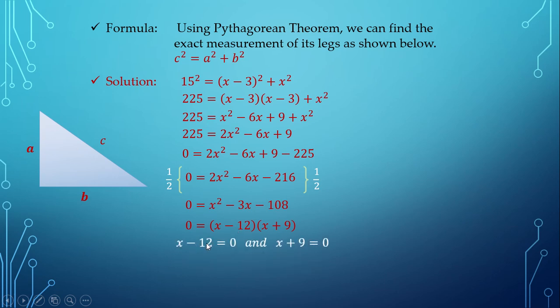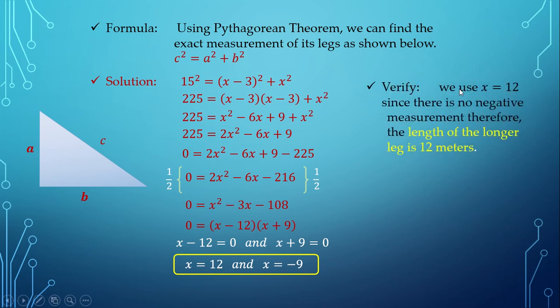According to the zero product property, the two binomials are equal to 0. Therefore, x minus 12 equals 0 and x plus 9 equals 0. Next, to get the first value of x, the minus 12 moves over and becomes positive 12. The plus 9 moves over and becomes negative 9. So the first value of x is positive 12 and the second value of x is negative 9. Since this is a measurement, we cannot use the negative value of x. So we will only use the positive value of x, which is 12.